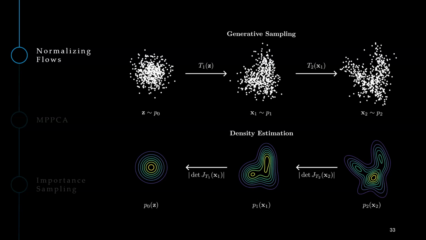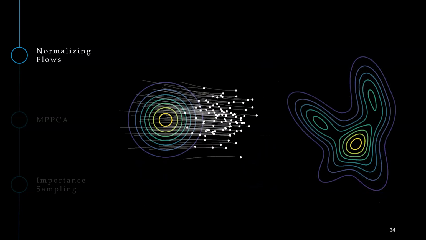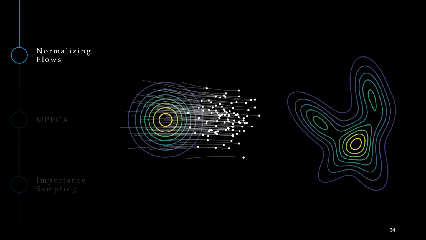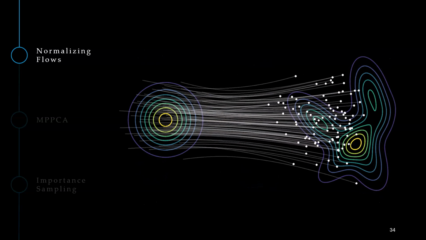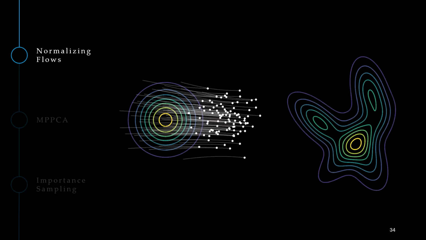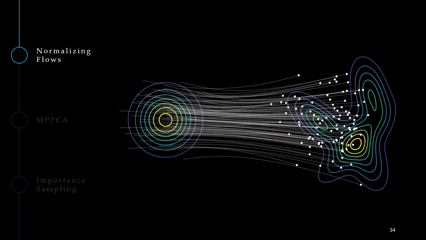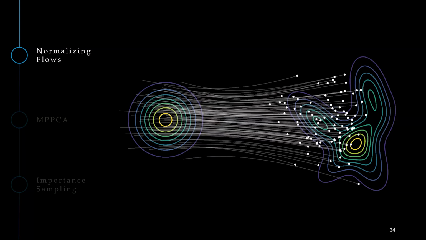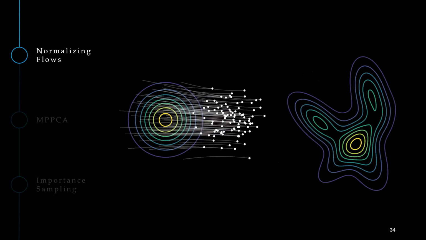Now, early flows were created by stacking different bijective functions together, but more recently, folks realized that we can actually make this a continuous time transformation. So instead of stacking different functions together, we can actually use a neural ordinary differential equation, which learns a smooth mapping from our simple latent distribution, shown on the left, to the data distribution that we care about on the right.